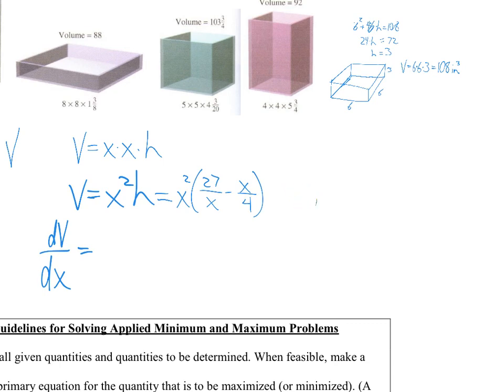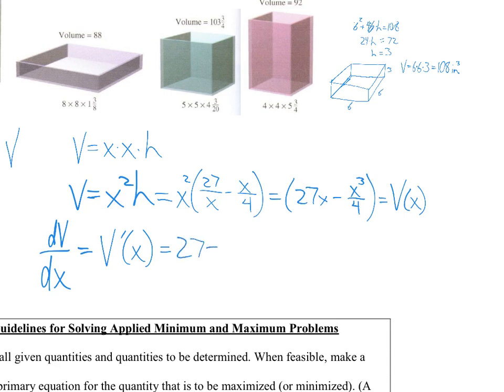Now, let's distribute here. 27 over x times x squared is just 27x, and that's going to be minus x cubed over 4. That's my V in terms of x. So now my dV/dx, or V prime of x, is pretty easy: 27 minus 3/4 x squared.